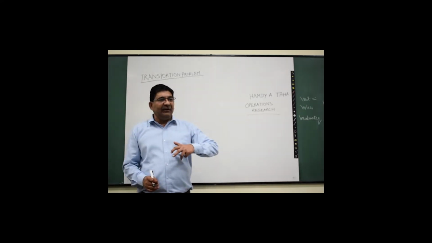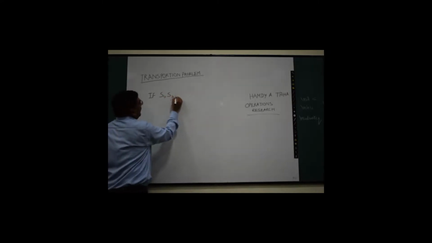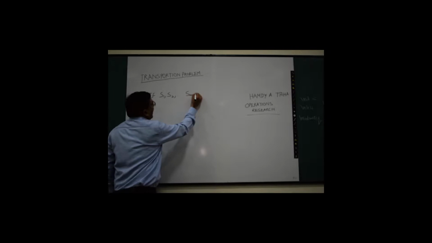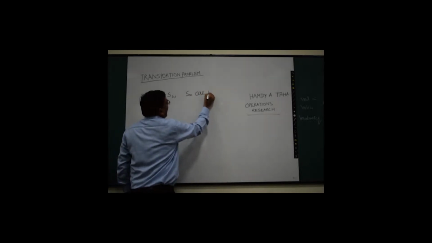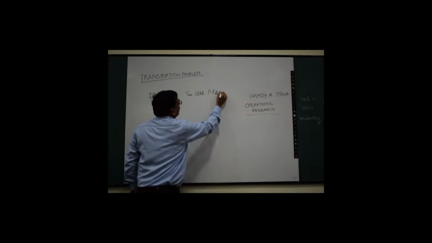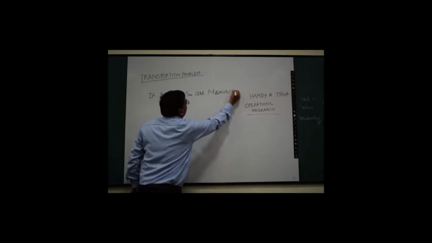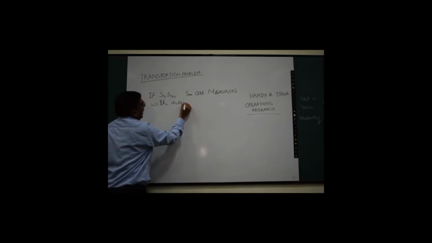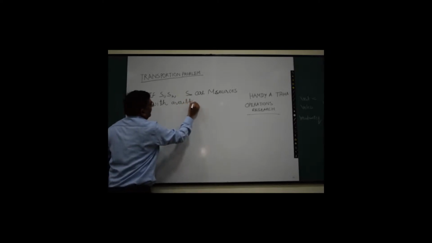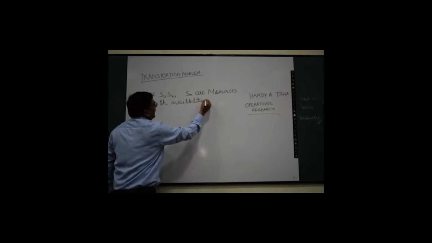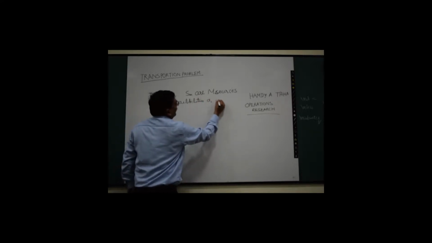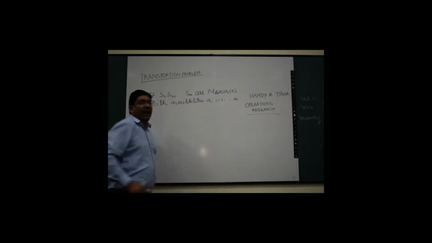to n destinations. Now, suppose S1, S2, ..., Sm are m sources with availabilities ai, where i is from 1 to m.